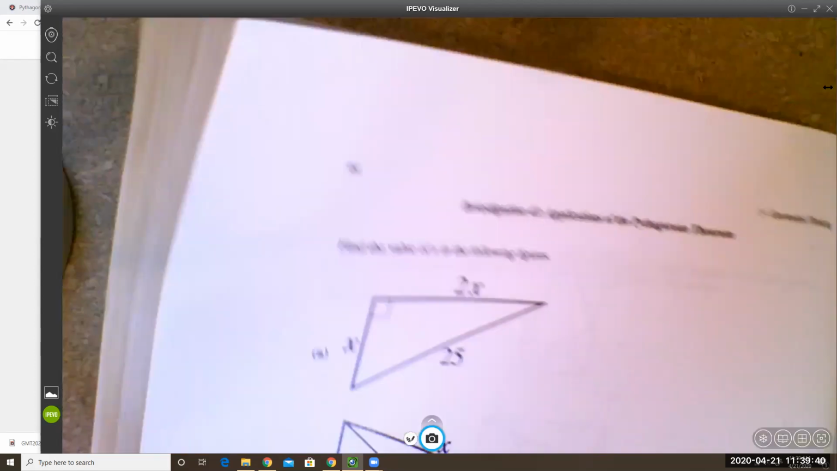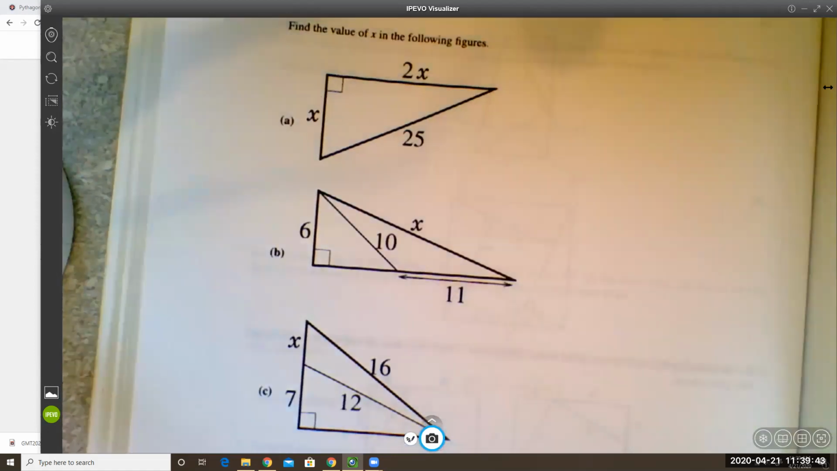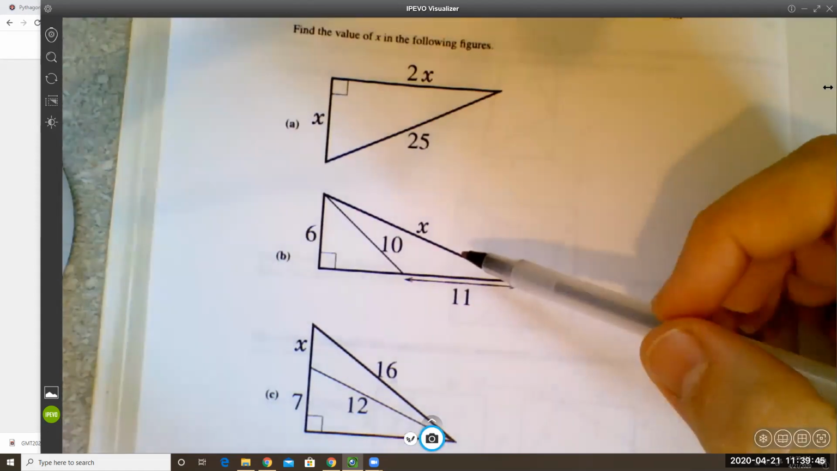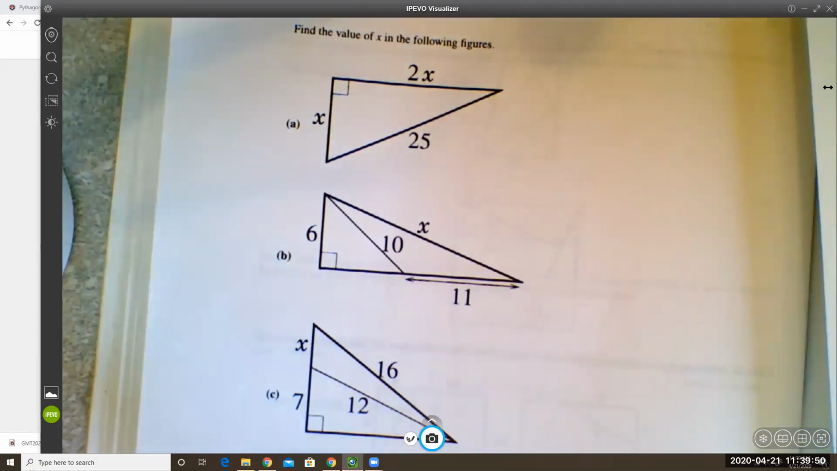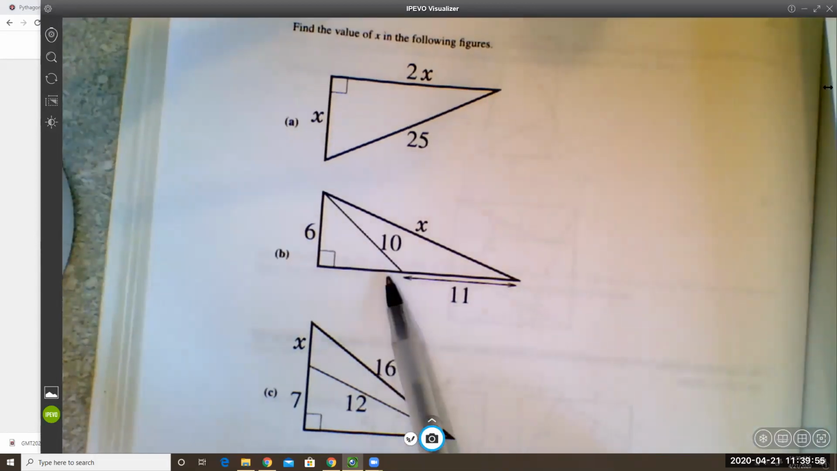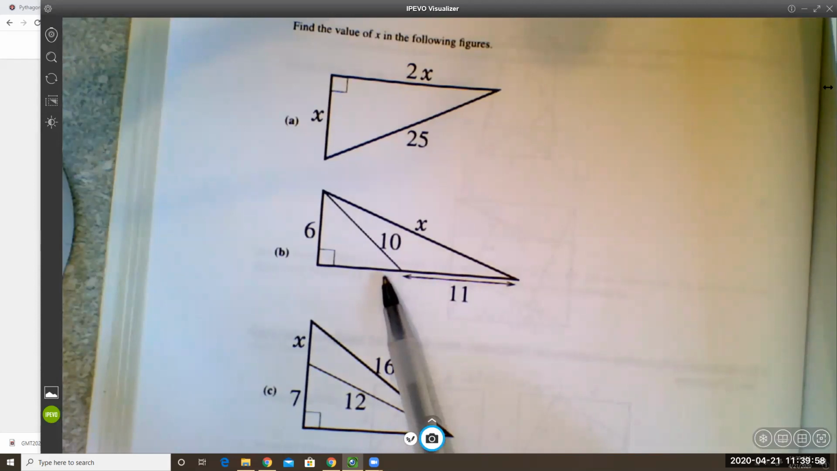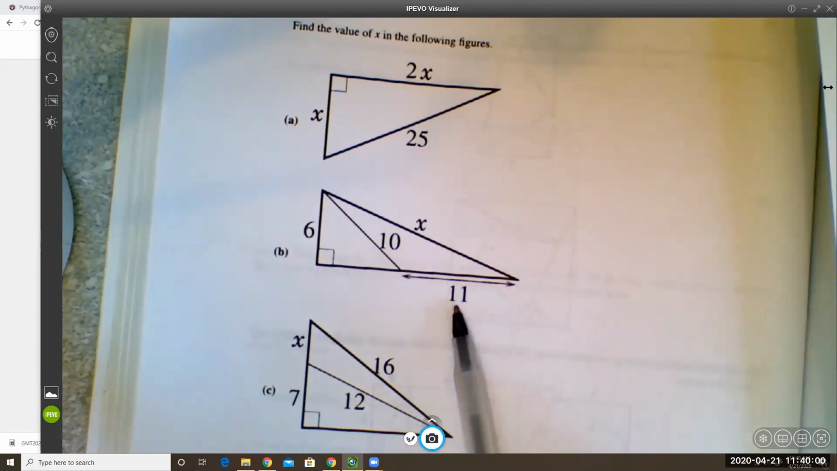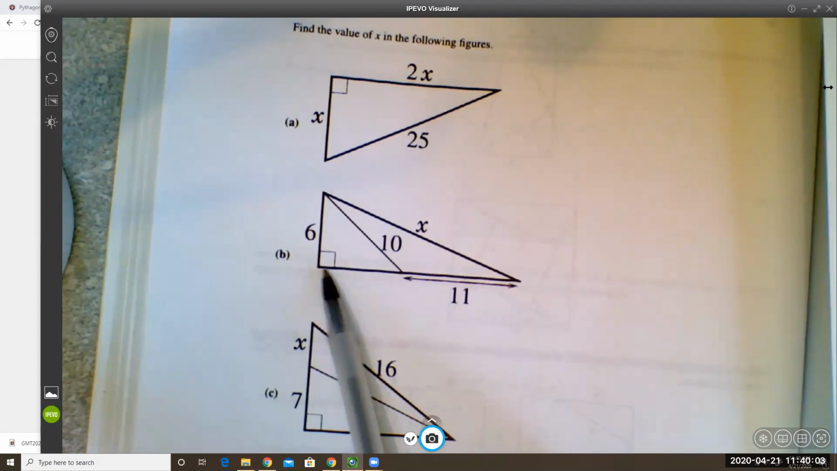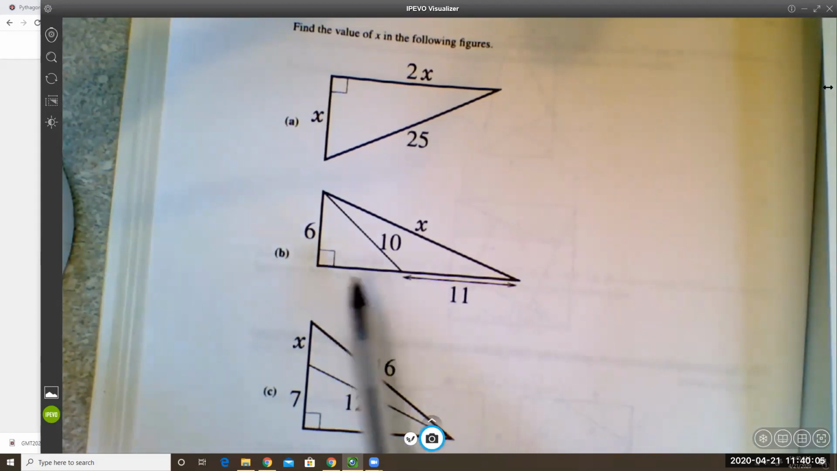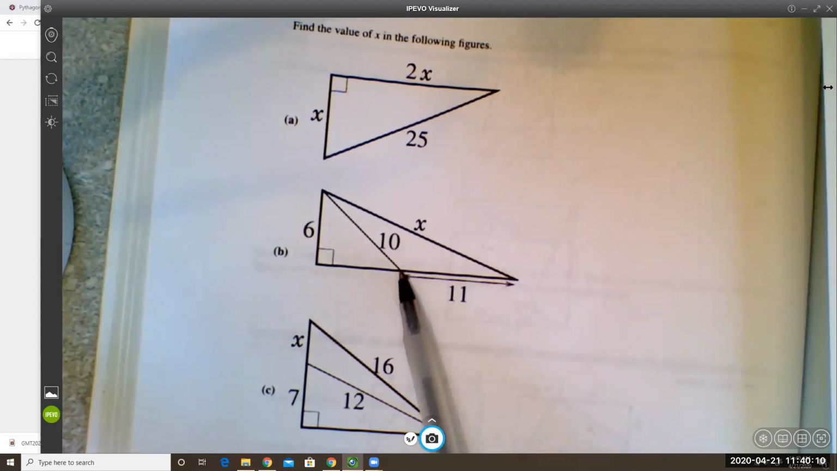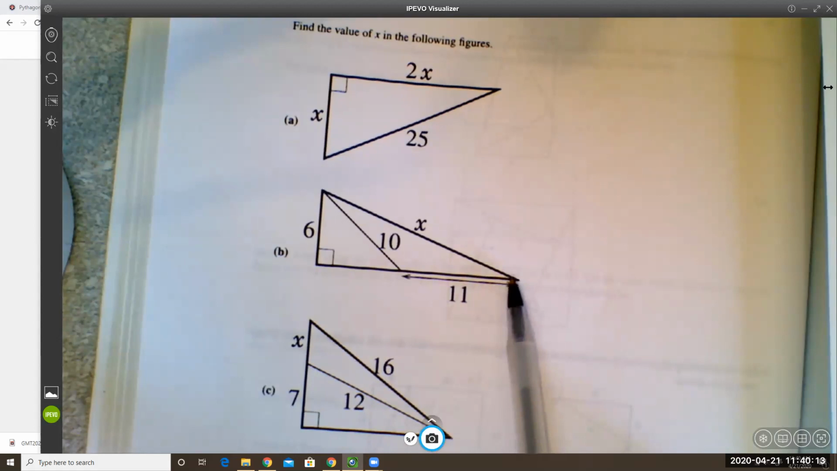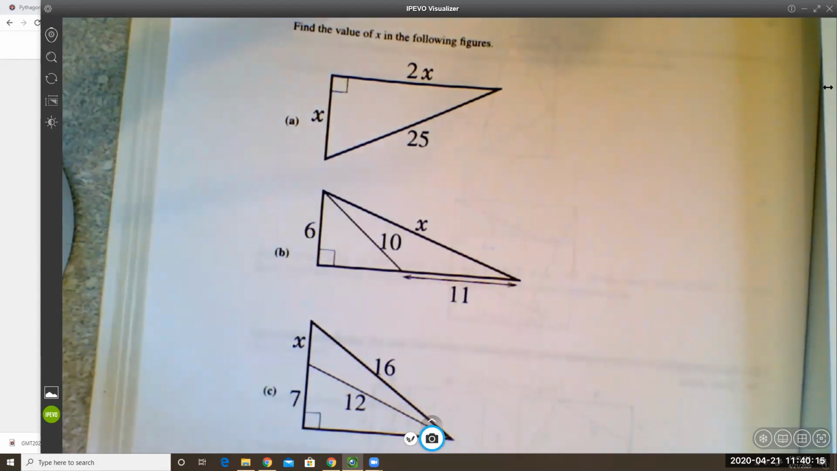So here's the picture on part B. I'm probably going to give you parts A and C for homework. But looking at part B, it says find the value of x in the following figures. So I'll let you pause the video, take a look at this one. Note that 11 is not the length of this entire side from this corner to this angle right there. 11 only goes from this spot to this spot. So go ahead and give the video a pause and see if you can work this one out.